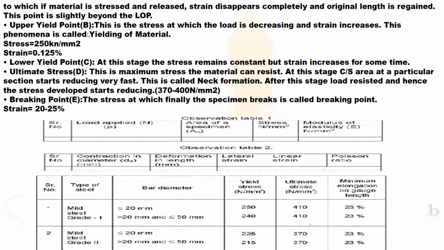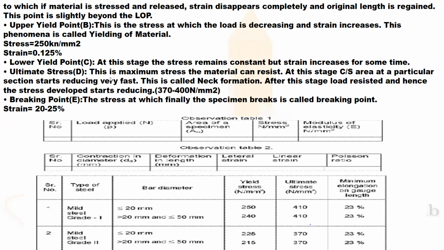Upper yield point. This is the stress at which the load is decreasing and strain increases. This phenomenon is known as yielding of the material. Stress is 250 Newton per mm square. Strain is 0.125%. Lower yield point. At this point, the stress remains constant, but the strain increases for some time.